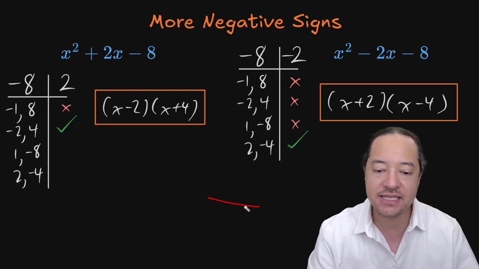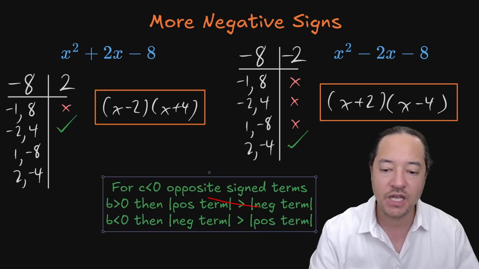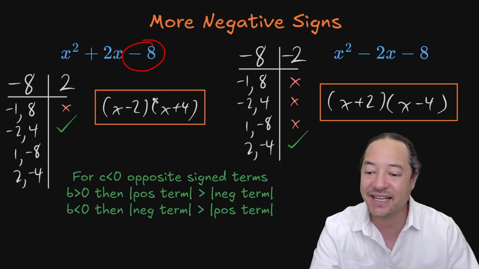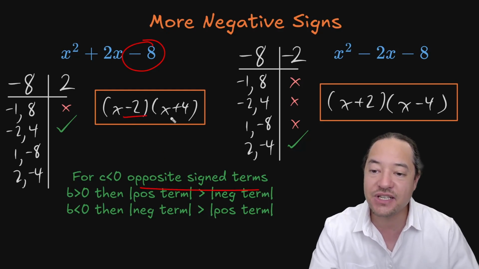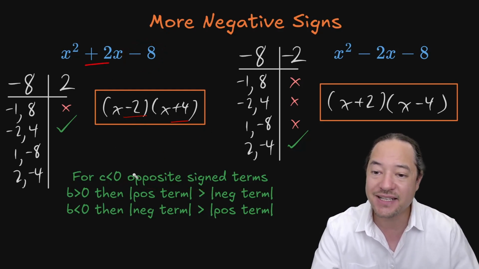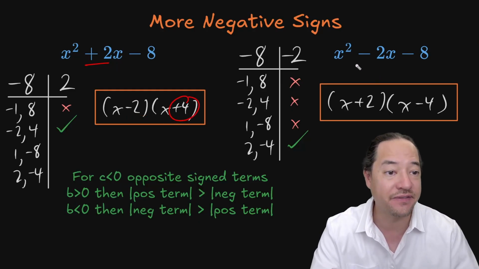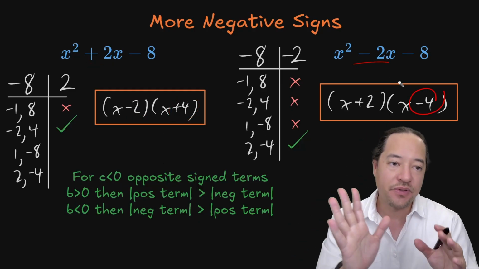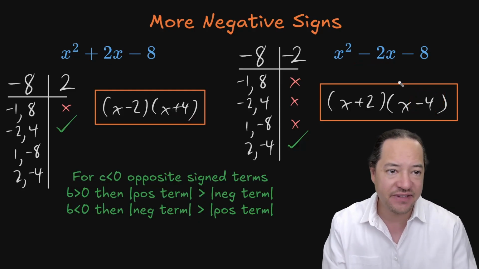And you can write this down in a kind of general rule just like this, right? So when this is negative, you're going to have opposite signs on the two terms here. And if this number is positive, then the bigger number here is positive. If this is negative, then the bigger number is negative. Okay, that's the idea. So that shows you what happens if we have negative signs.